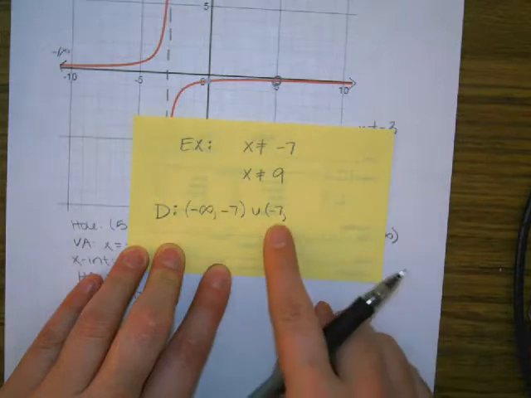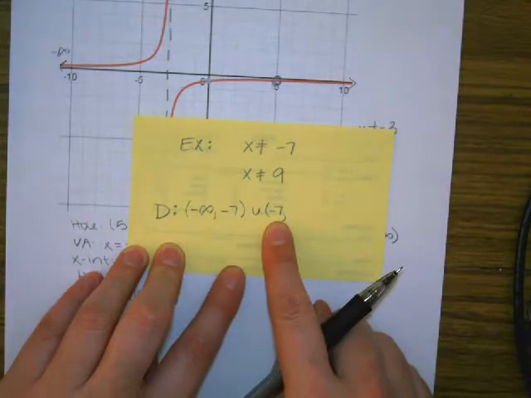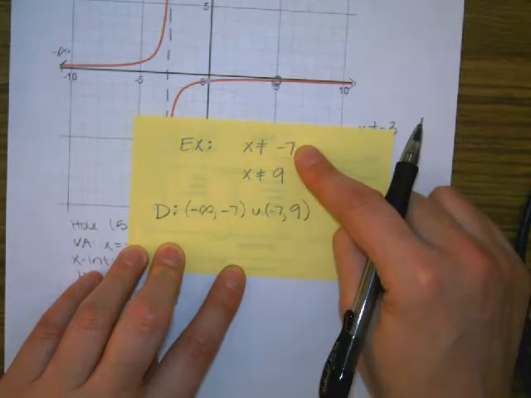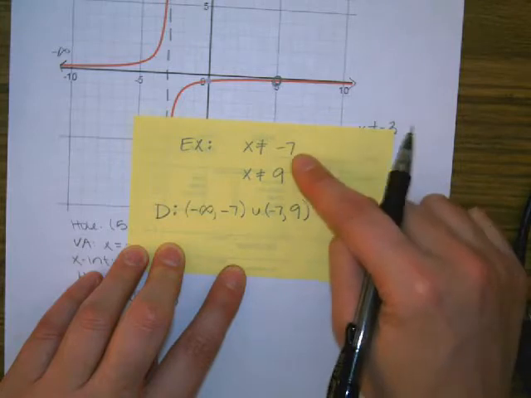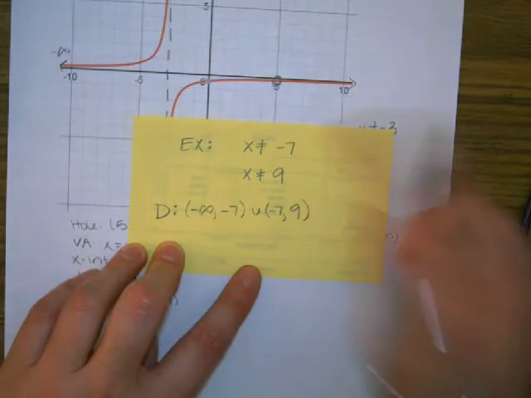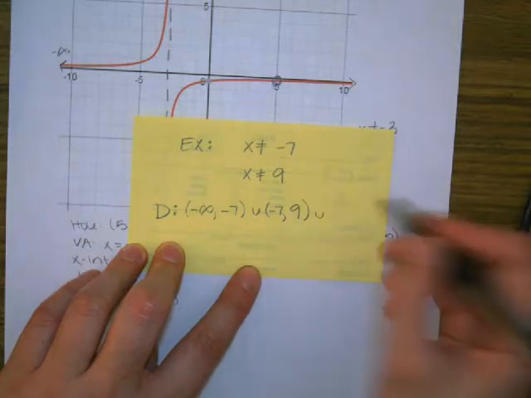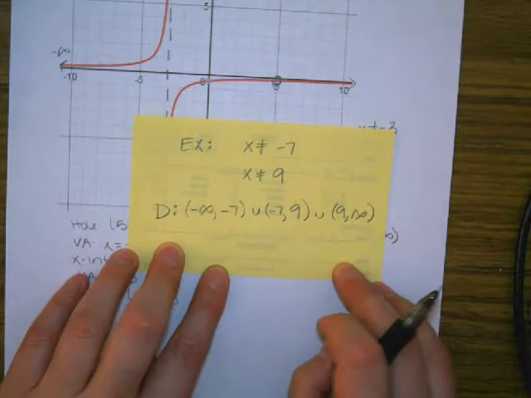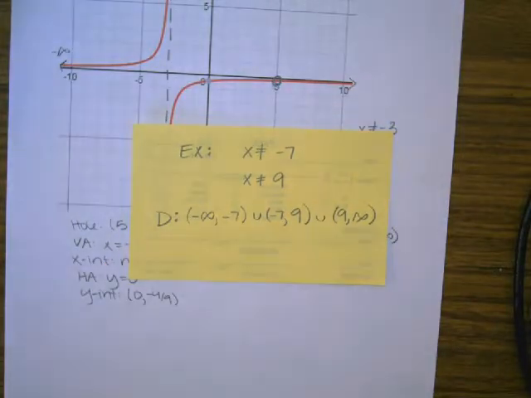I agree with the negative 7 to positive 9. So we're going to say all the numbers that are smaller than negative 7 should work. All the numbers between negative 7 and 9 should also work. And then what other numbers should work? All the numbers that are bigger than 9. Okay? All right, we're going to try another one.